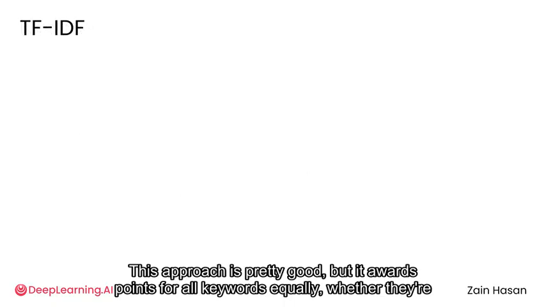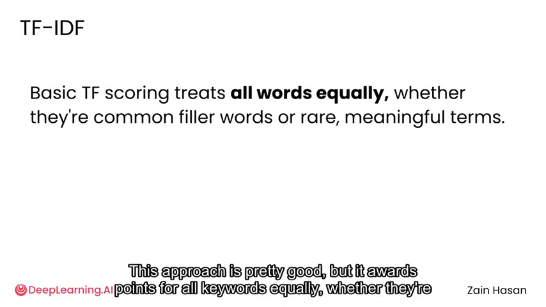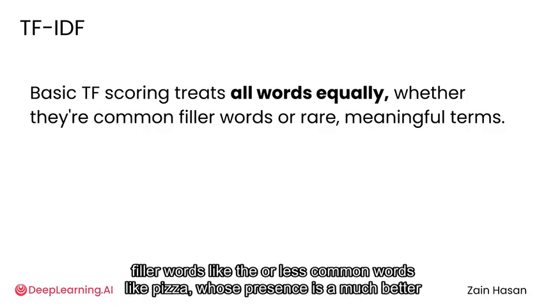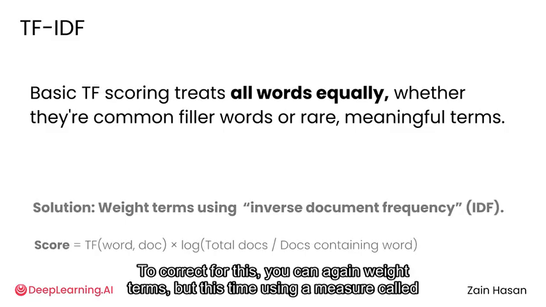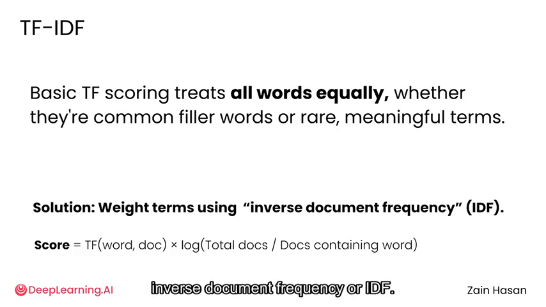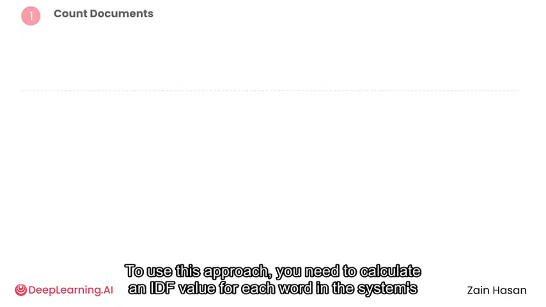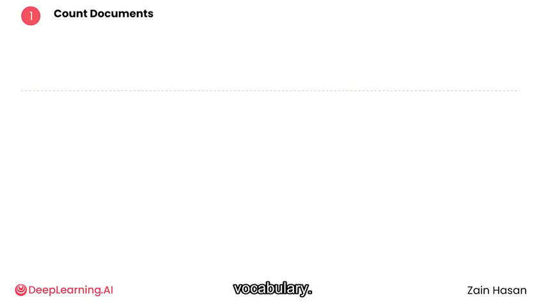This approach is pretty good, but it awards points for all keywords equally, whether they're filler words like "the" or less common words like "pizza," whose presence is a much better indication of relevance. To correct for this, you can again weight terms, but this time using a measure called inverse document frequency, or IDF. To use this approach, you need to calculate an IDF value for each word in the system's vocabulary.